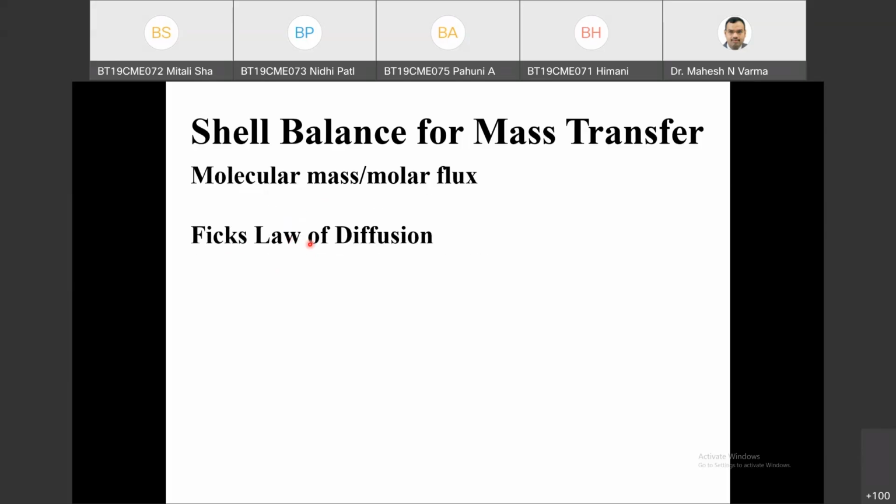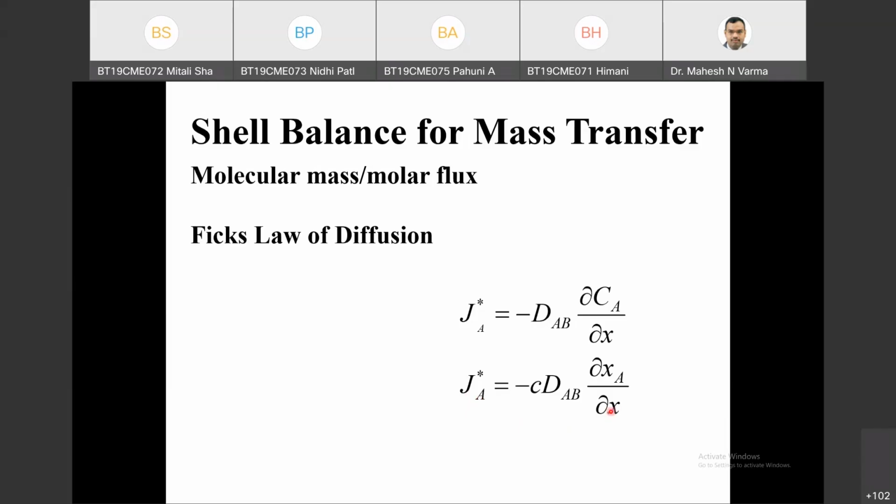So molecular mass flux is given by Fick's law of diffusion, which we have already discussed. This is the molar molecular flux given by Fick's law of diffusion. When the total concentration of the system is constant, you can write it like this: the total concentration can be taken out, and it will be dxA by dx. It is the molecular flux of component A in x direction.